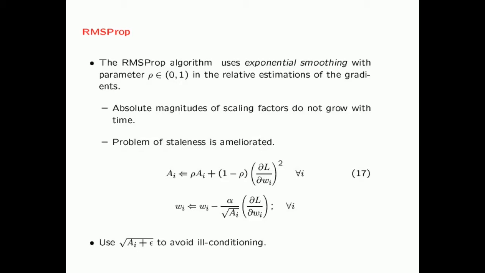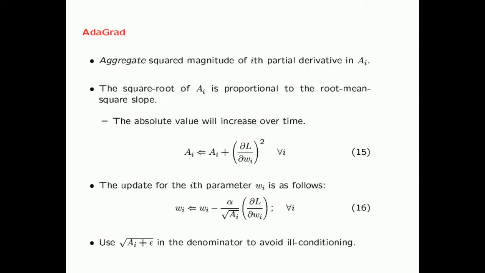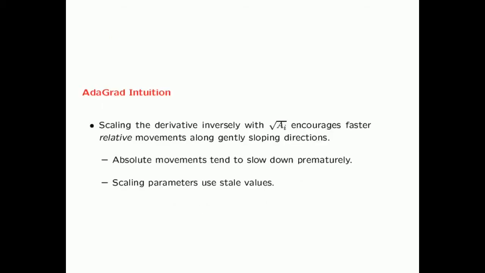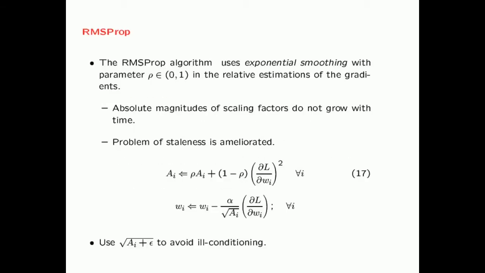Now you can see the weight update again is very similar. It's identical to what Adagrad uses. Equation 16 is the same as the weight update used in Adagrad. The only difference is that AI is being computed using exponential smoothing. And in all of these methods, you often add a small amount epsilon to AI to avoid ill conditioning. The idea is that if AI is very small, adding a small amount epsilon avoids ill conditioned steps.